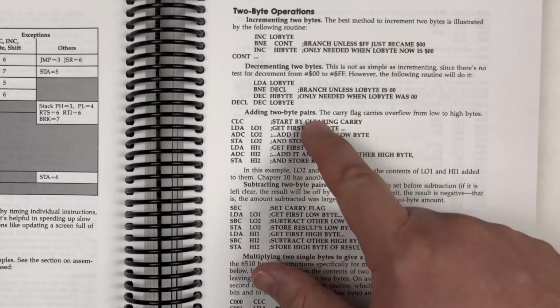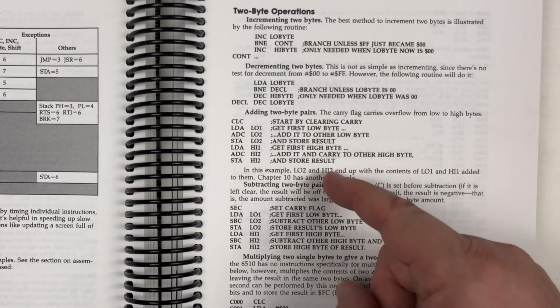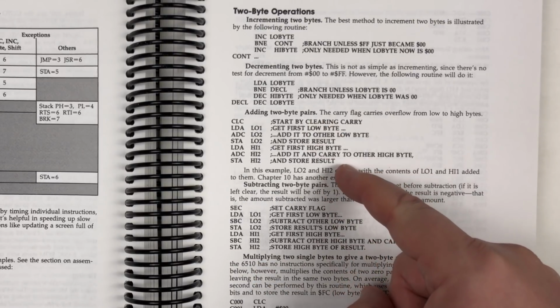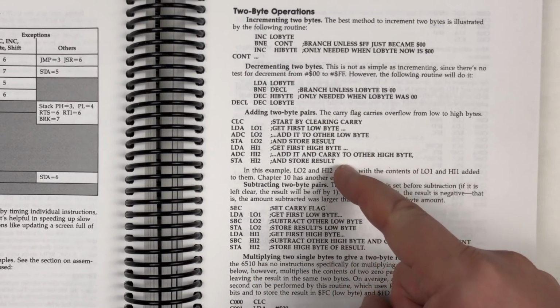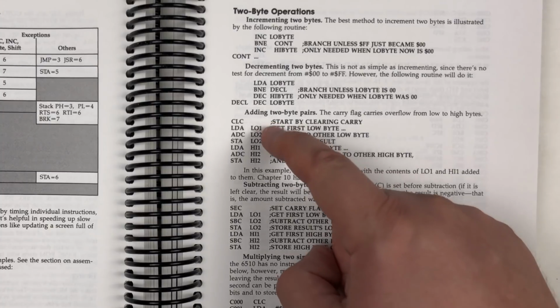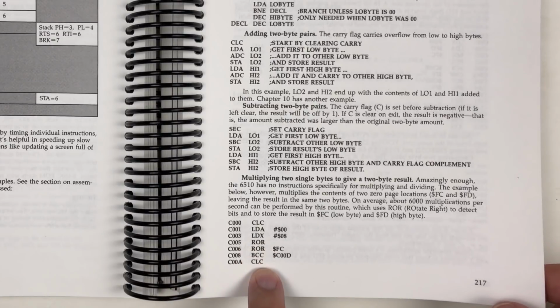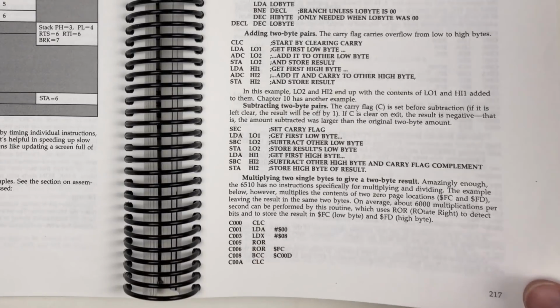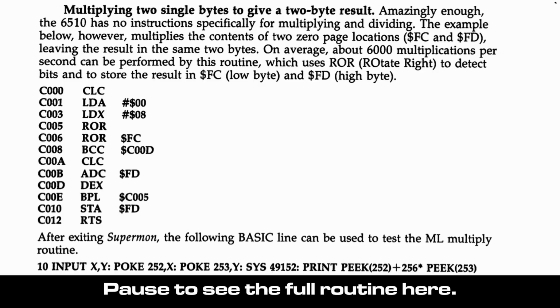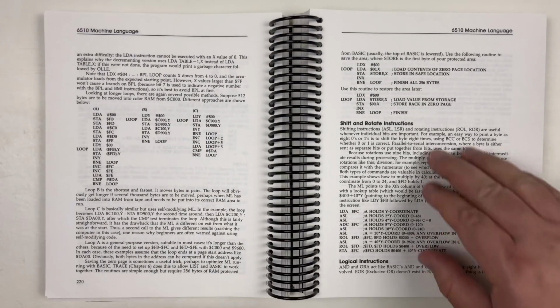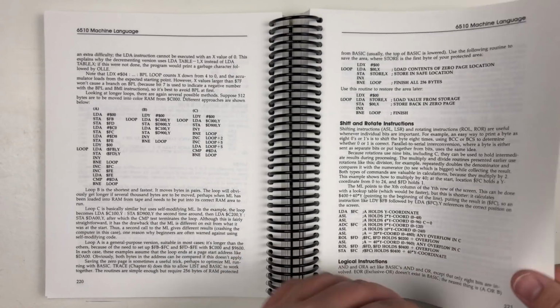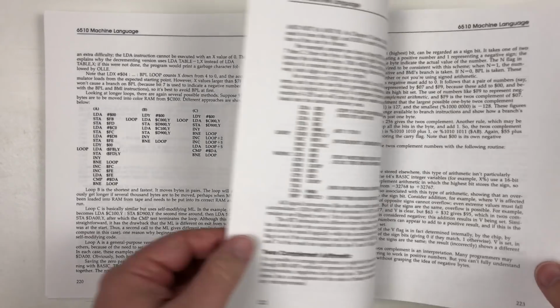Adding 2 byte pairs. 6510 is only 8-bit. If you want to deal with larger values than 8-bit, you have to chain commands. And so there's an example. Oh, here's a multiply using rotate. That's interesting. Shift and rotate, logical instructions.